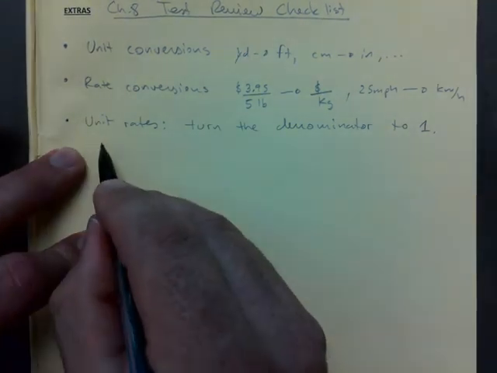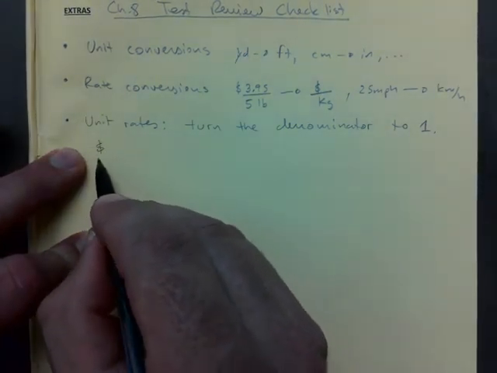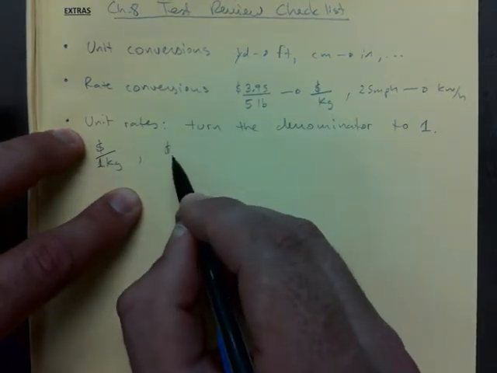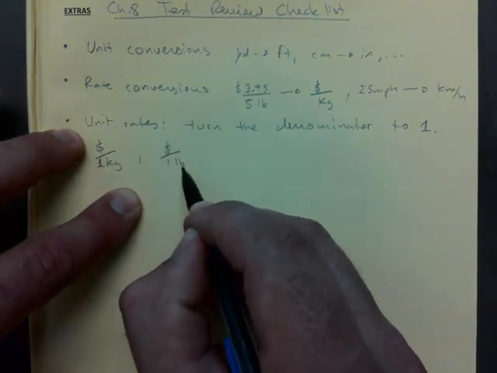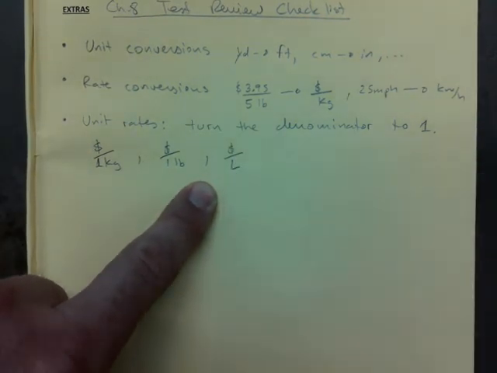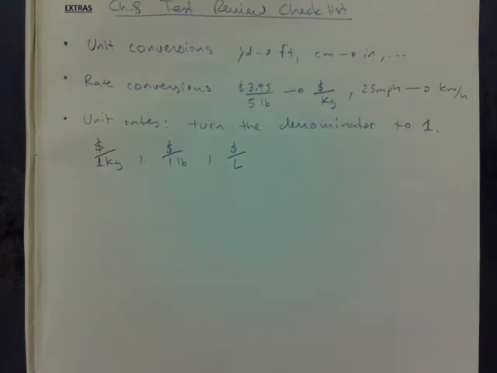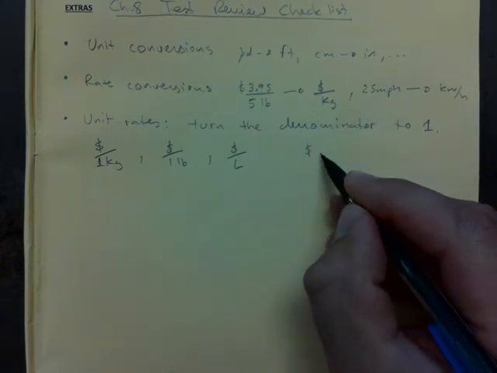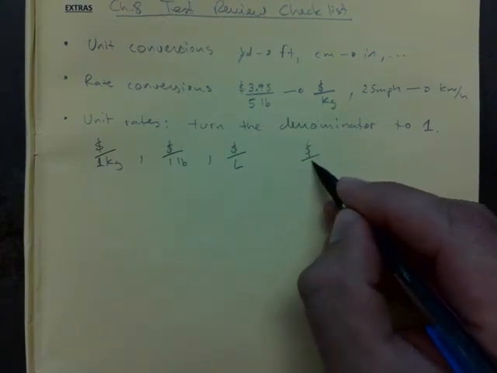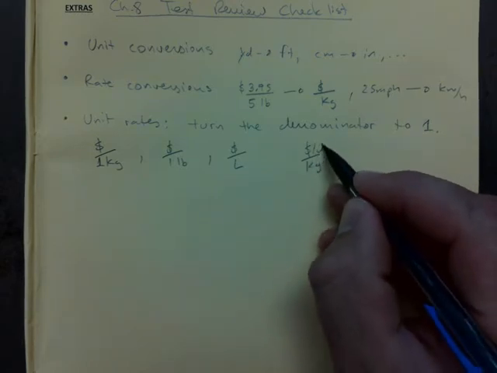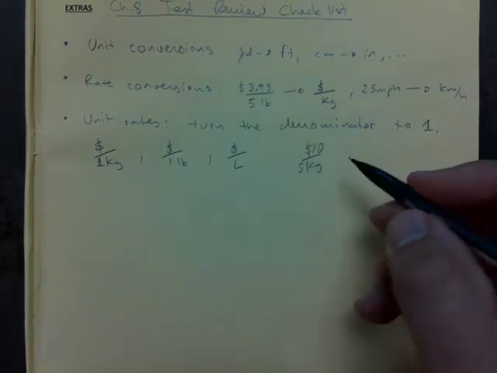So the classic one is how many dollars per kilogram, per 1 kilogram in particular? How many dollars per 1 pound? How many dollars per liter? And dollars, traditionally, typically we put that on top. And so when you have dollars per kilogram, let's say, it could be $10 for 5 kilograms.